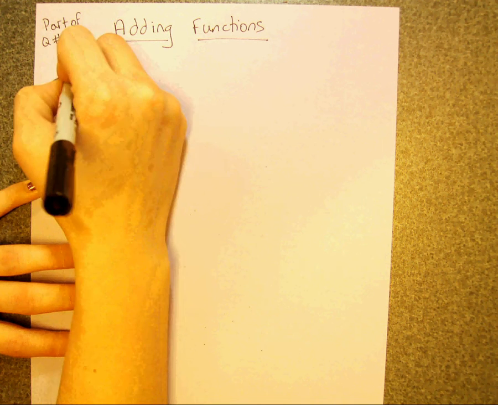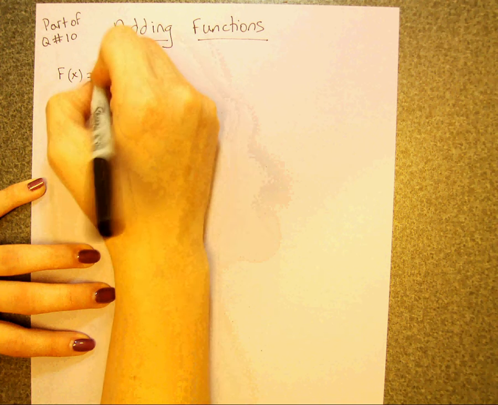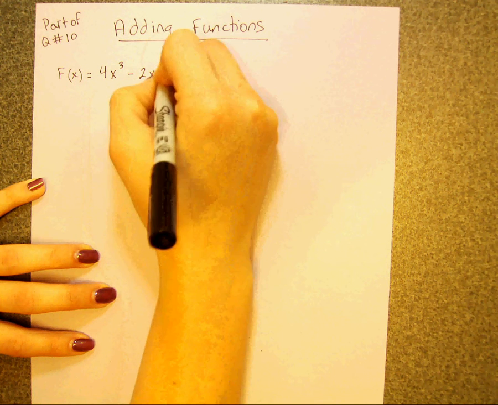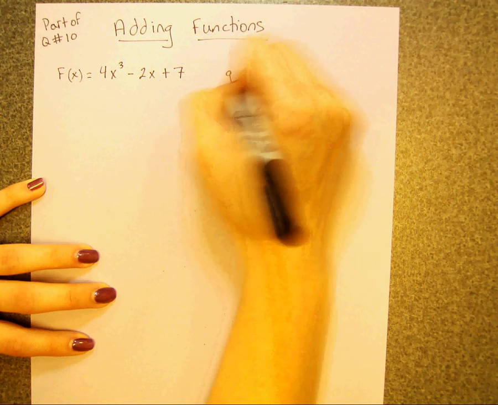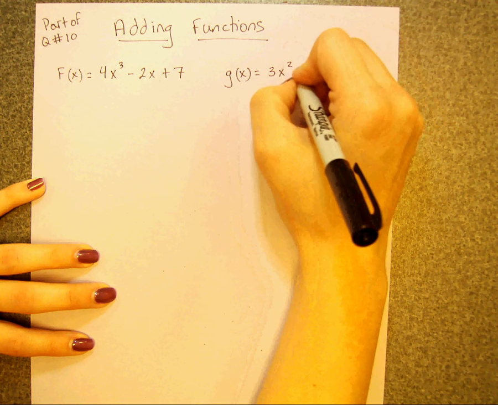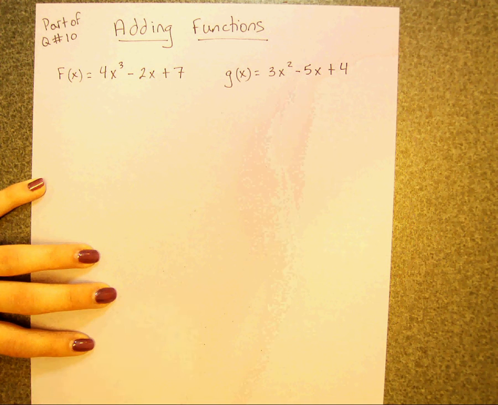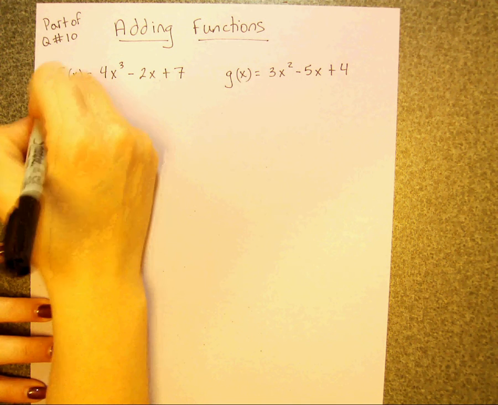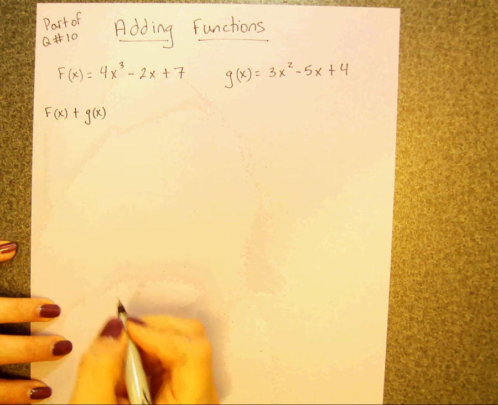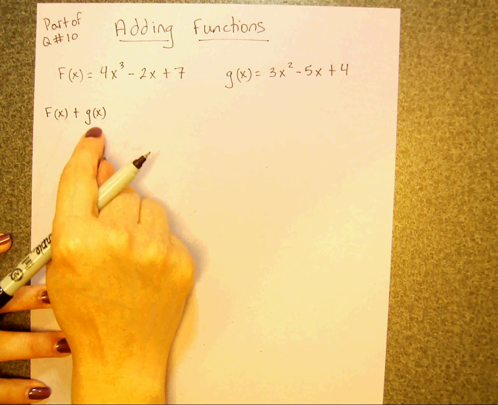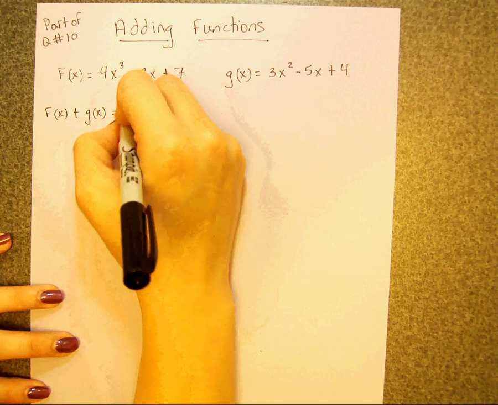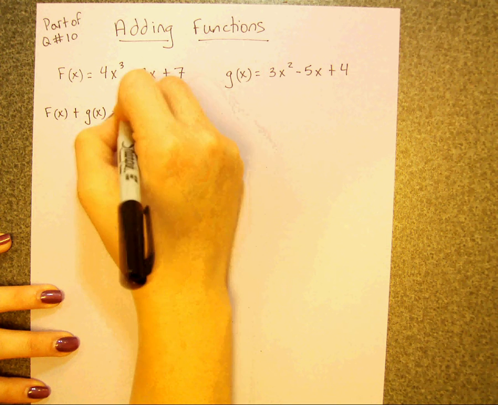Let's say that I have two functions. f of x equals 4x to the third minus 2x plus 7. And let's say I have g of x equals 3x squared minus 5x plus 4. So my notation, f of x plus g of x, this is one way you could see it written. I'm just adding f of x plus g of x. You could also see it written as f plus g of x.